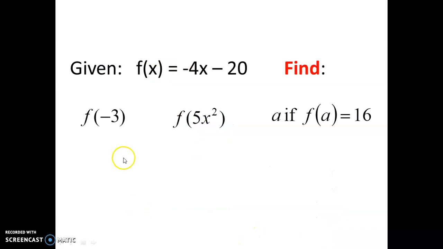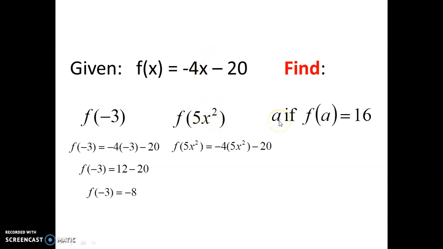Okay, here's another one. Find each of these. For this one, we put negative 3 into this function. The input is negative 3, goes in here, negative 3 here, and again we're going to keep writing this like this. That becomes positive 12 minus 20, negative 8. Alright, now your input is all of this. So this x value is replaced by all of this. Here we go. So that x has been replaced there, and negative 4 times this is negative 20x squared.